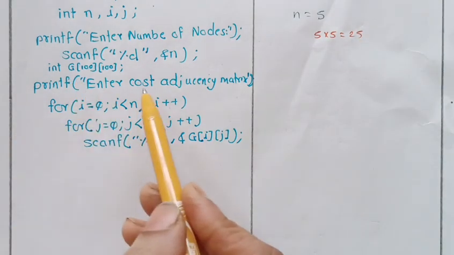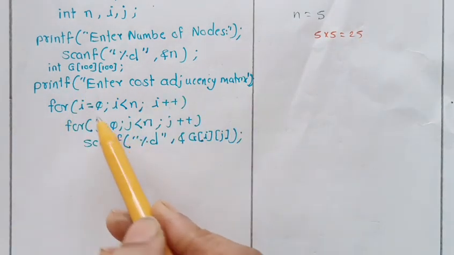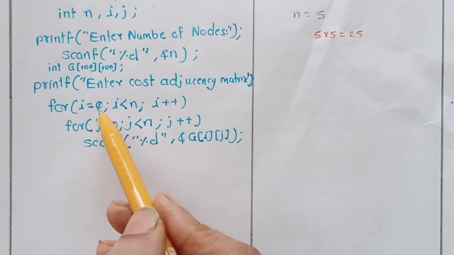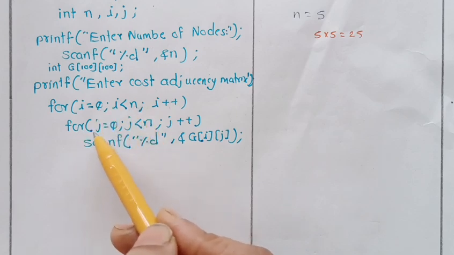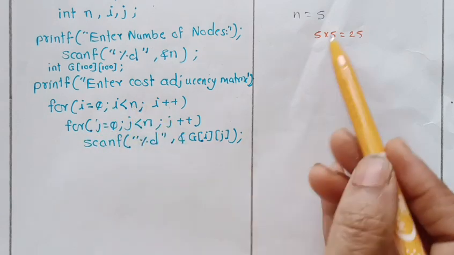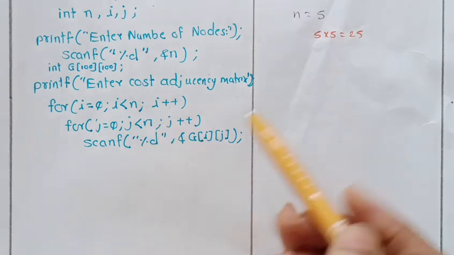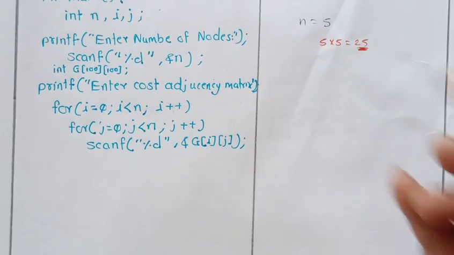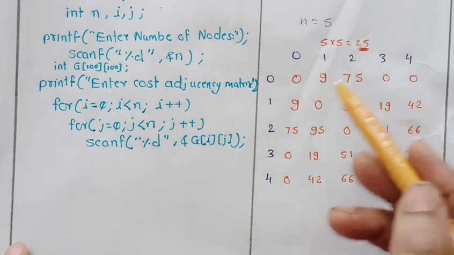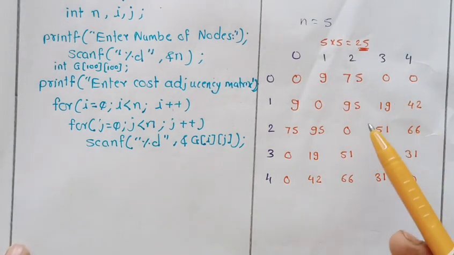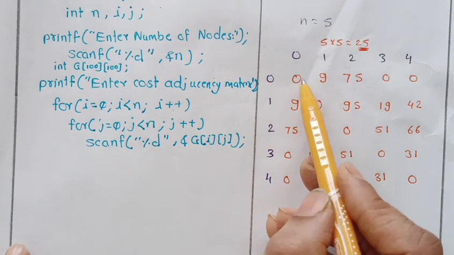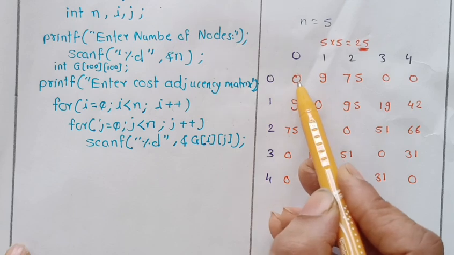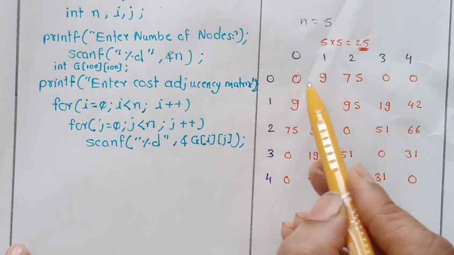So see here, enter cost adjacency matrix. You have to take two for loops. One is from i equal to 0 to n, and the second one is j equal to 0 to n. n is now 5, so 5 into 5 means 25 values you have to enter here. So here is the adjacency matrix. What do you mean by adjacency matrix? See here, 0 to 0, 0. So 0 means no existence, the edge does not exist here.